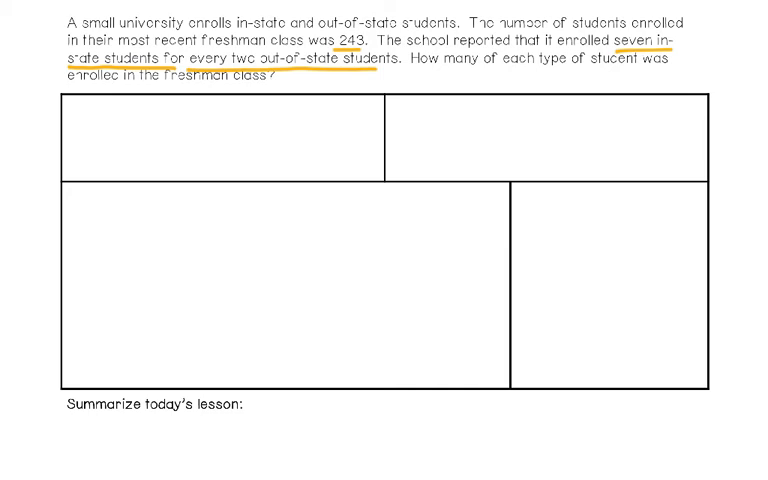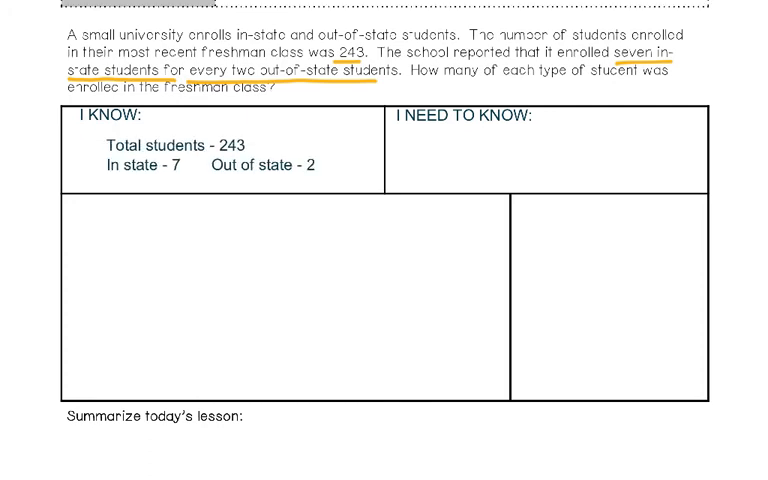So below, you have the chart. We should have gotten used to filling this out by now. We want to start with what we know. Then we move on to what we need to know. We know that there's 243 students in total, that there's 7 in-state for every 2 out-of-state. So whenever you hear something in the word problem that says something for every something else, you're looking at a ratio.